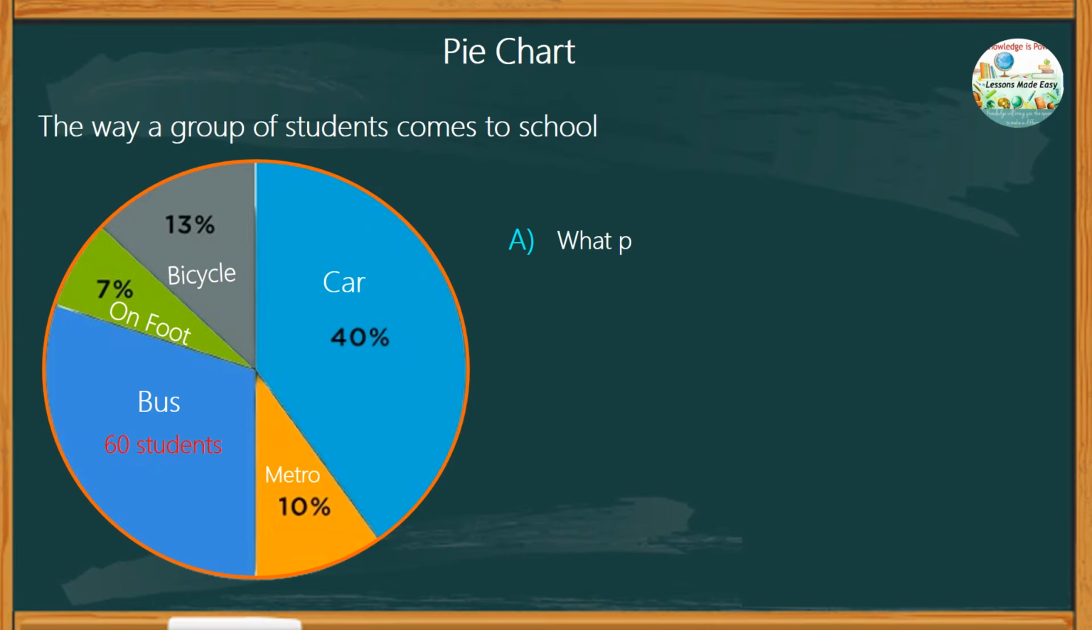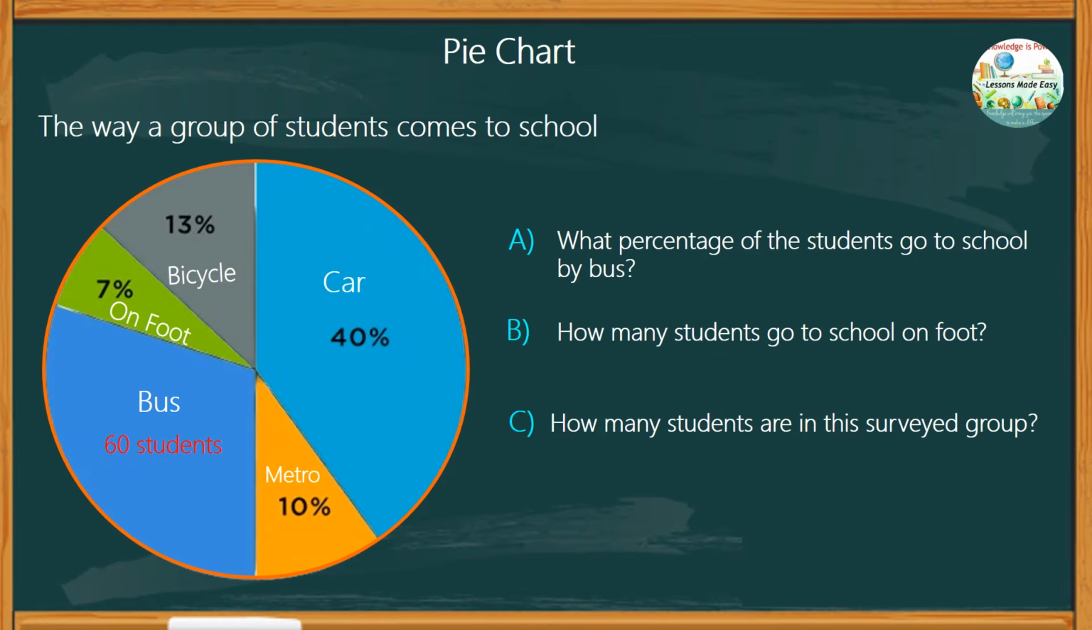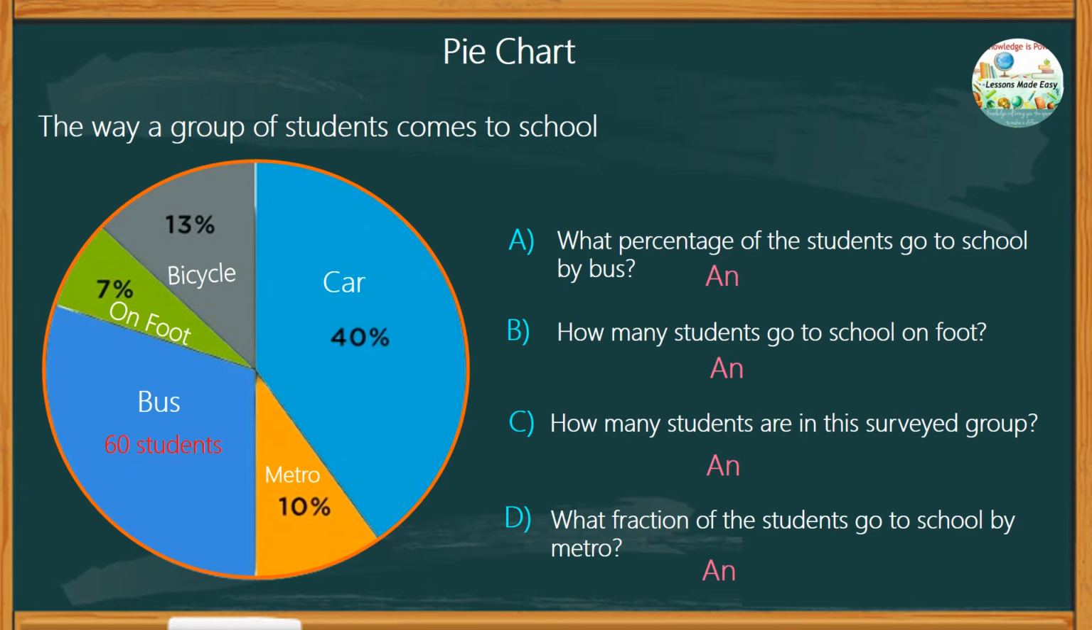Letter A. What percentage of the students go to school by bus? Letter B. How many students go to school on foot? Letter C. How many students are in this surveyed group? And letter D. What fraction of the students go to school by metro? You can always pause this video and take as much time as you need. If you're ready, let's go ahead and check your answers.